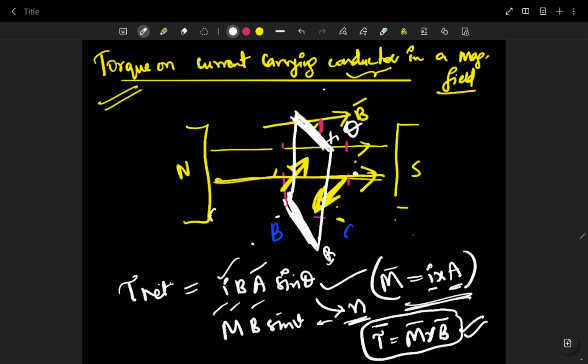right? So if you know the directions of M and B, you can curl your four fingers from M towards B, and you can get the direction of torque. That is it.